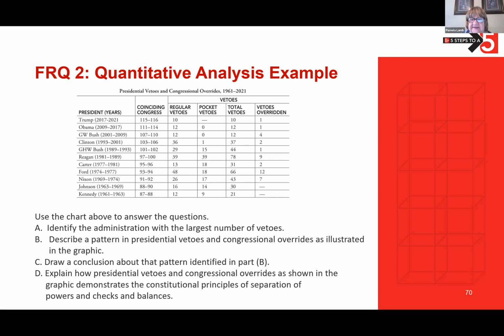Yes. Good observation, Paul. Thank you. Yeah, because you would have to show that pattern, you kind of have to show a little bit of a comparison, I guess. They have way more regular vetoes than pocket vetoes, very few overrides compared to the number of total vetoes. Yeah. Got it.